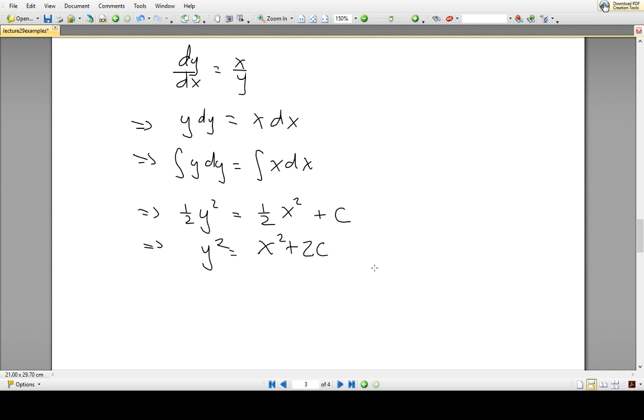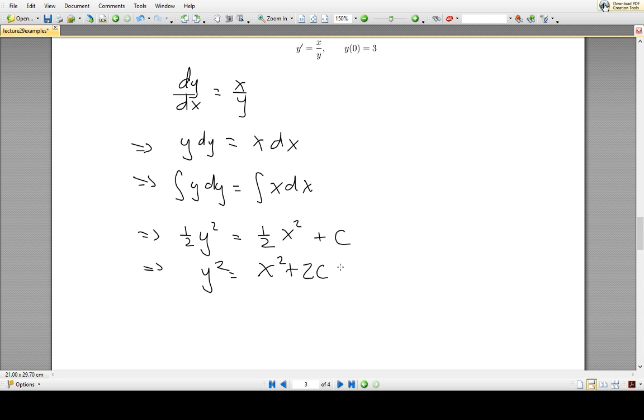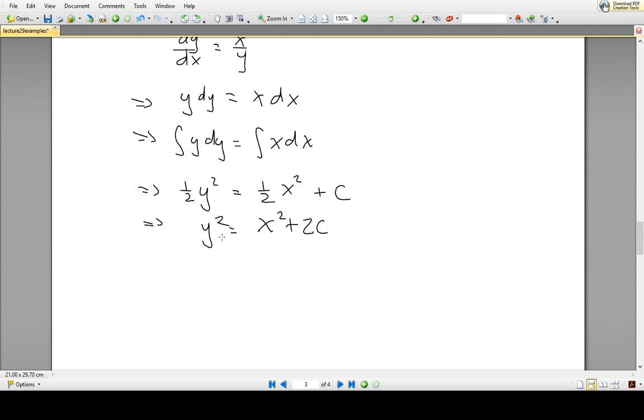Now many textbooks will kind of absorb that 2 into the constant. I'm going to leave it there explicitly just so you can see it. But if you do see that absorbed in a textbook, don't be worried. Now the next thing I would like to do is isolate y here, so I'd like to get y by itself. So I'm going to take the square root of both sides. This is going to be y is equal to plus or minus the square root of x squared plus 2c.